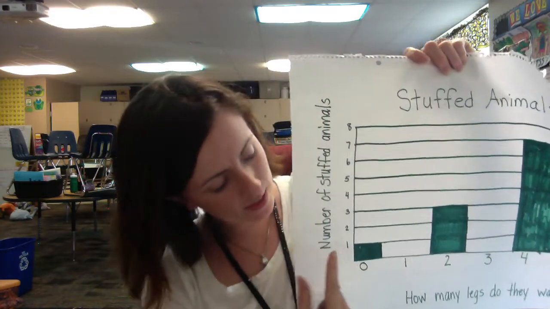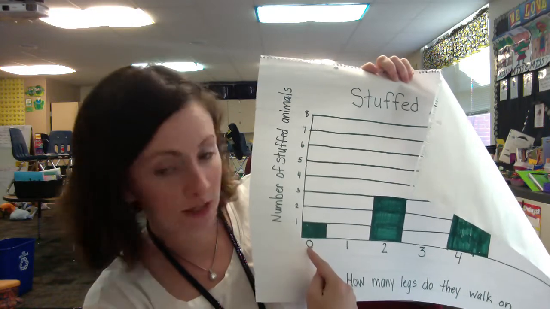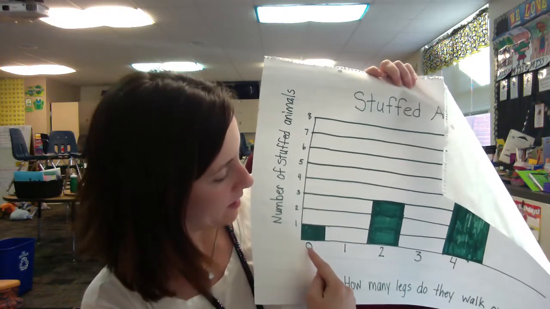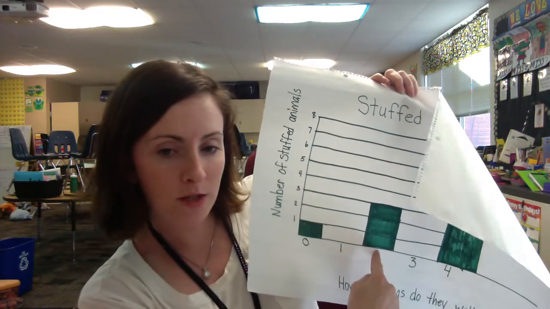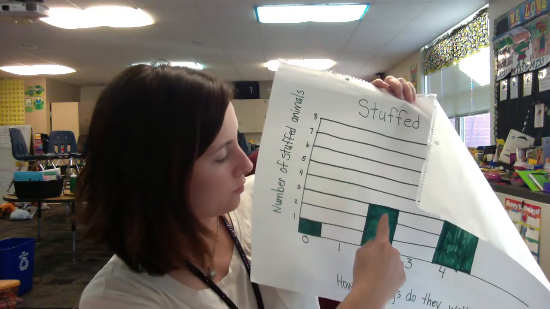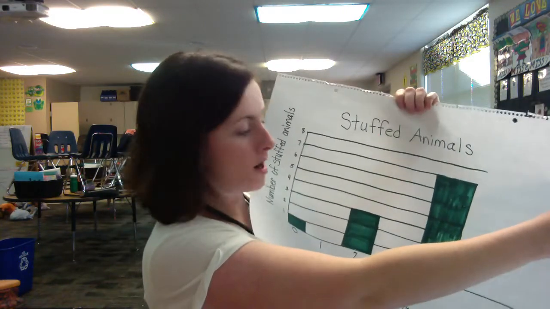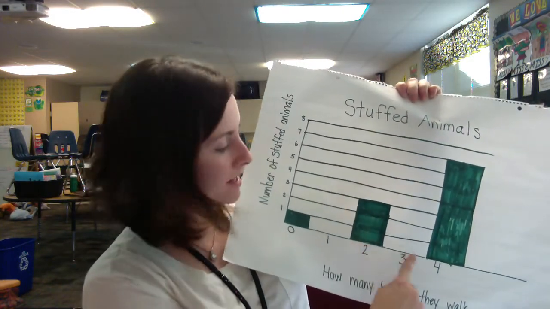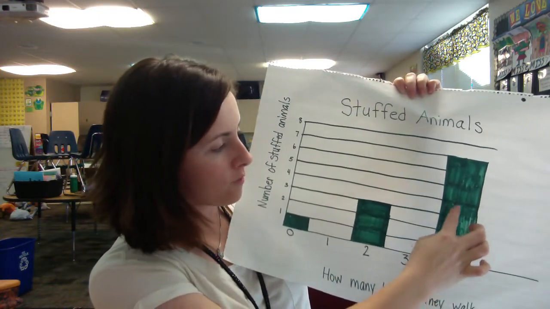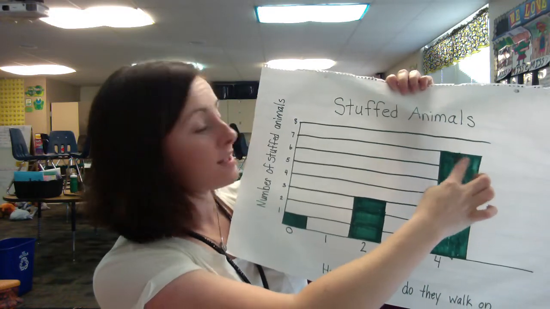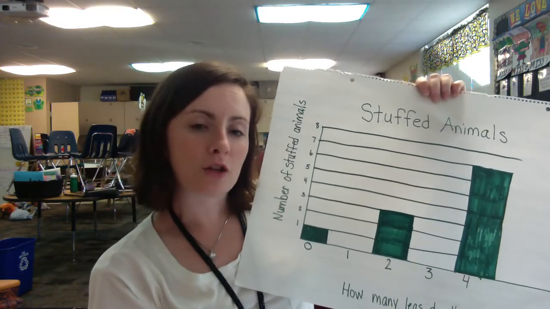And so when I organized my data, I noticed I had one animal that walked on no legs. Well, that was the whale. I didn't have any animals that walked on 1 leg. As far as animals that walk on 2 legs, I had 1, 2, 3. This is called a bar graph, by the way. I had 3 animals that walk on 2 legs. I didn't have any animals that walk on 3 legs. And I had 1, 2, 3, 4, 5, 6, 7 animals that walked on 4 legs. So that's how I organized my chart.